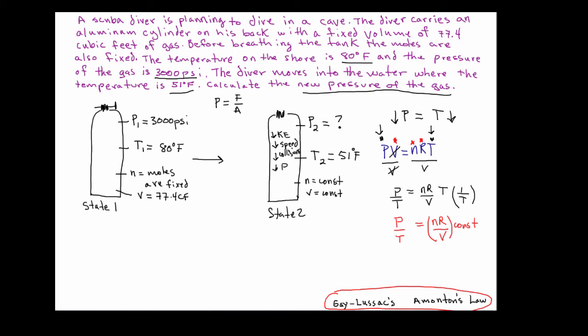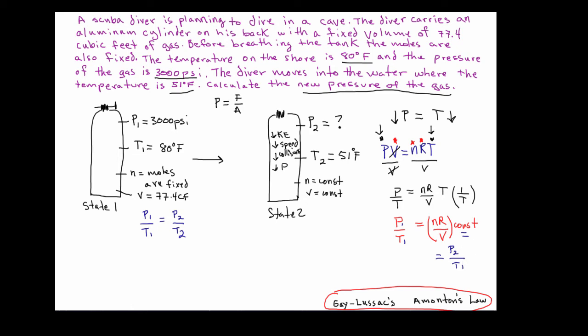And we can write the general equation for this, where P1 over T1 is equal to P2 over T2. The reason we can do that is because P1 over T1 is equal to these constants, which is also equal to the same set of variables for state number 2.